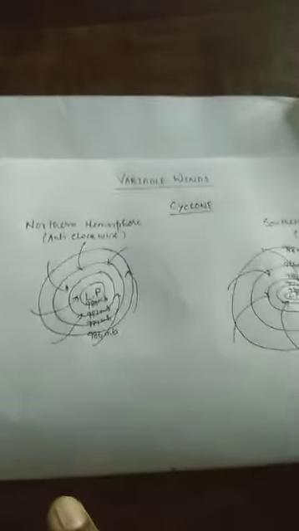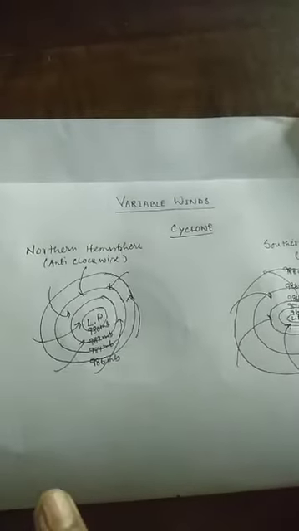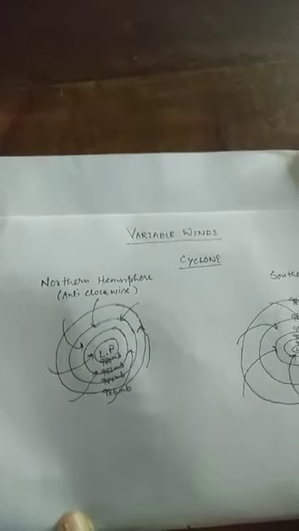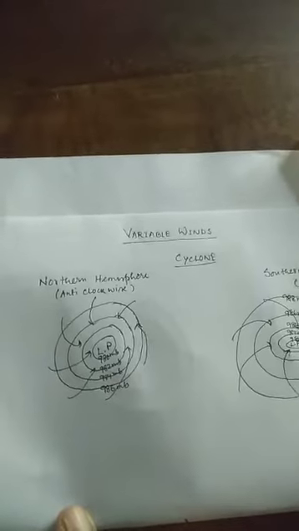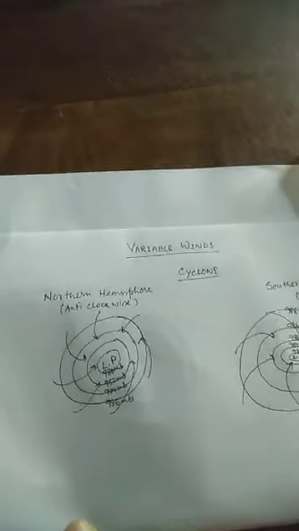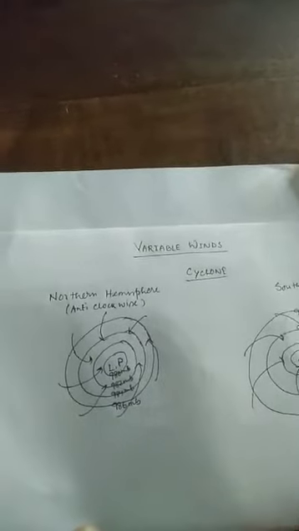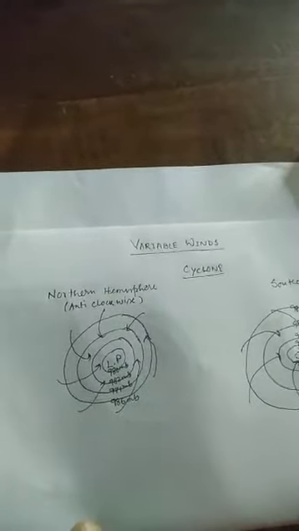In my previous class, I explained the planetary wind system, periodic winds, then local winds. Now I am going to discuss variable winds. So first thing, what do you mean by variable wind?